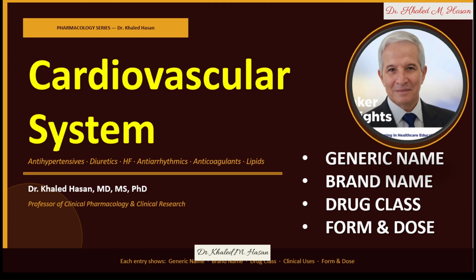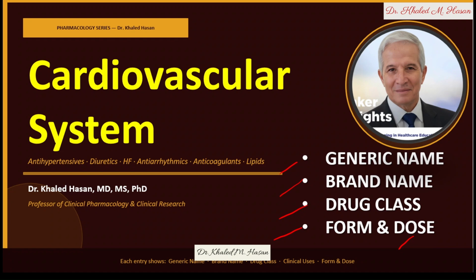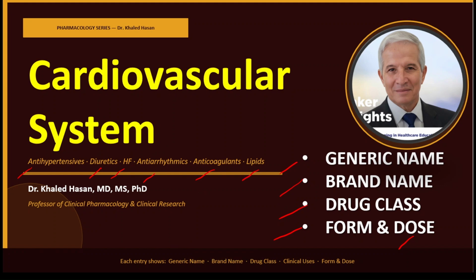This will conclude our generic brand name, pharmaceutical category, pharmaceutical forms, and dosage of the medication belonging to the cardiovascular system. We have a discussion about antihypertensive medication, diuretics, heart failure, antiarrhythmic drugs, anticoagulants, dyslipidemia. We have one topic left. We are going to present it by PDF file after this lecture.